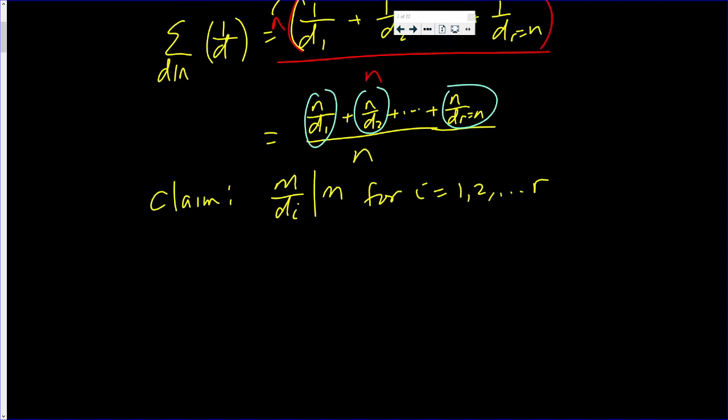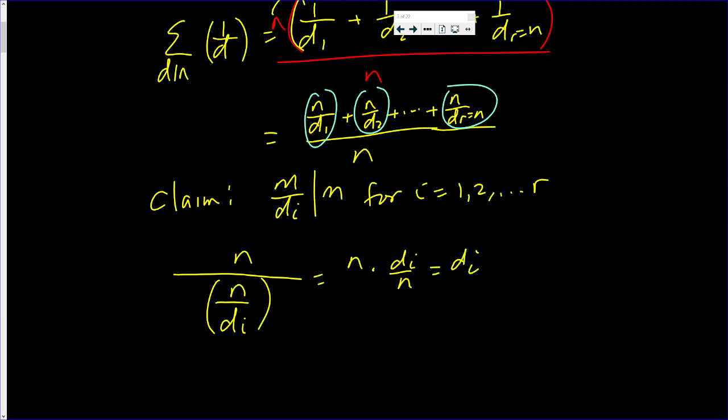Well, if you look at n over d sub i, does it go into n? Sure it does. Instead of dividing the top n by that, I could multiply by the reciprocal, and yep, it goes in d sub i times, which is an integer. Okay, so yes, each of these are divisors of n.